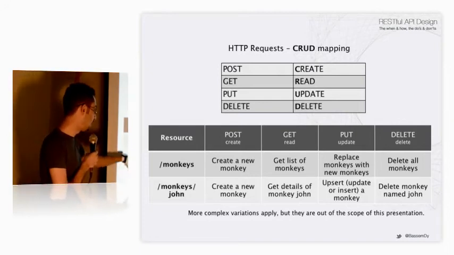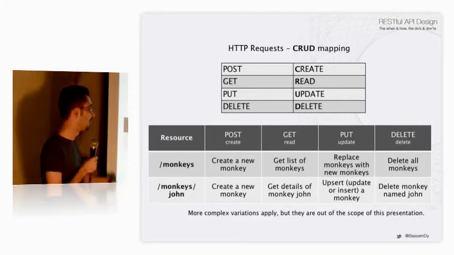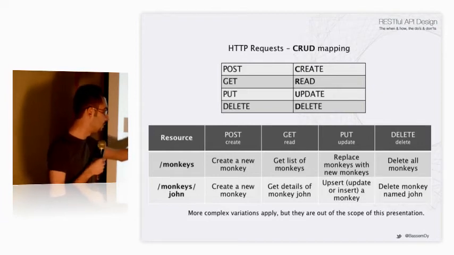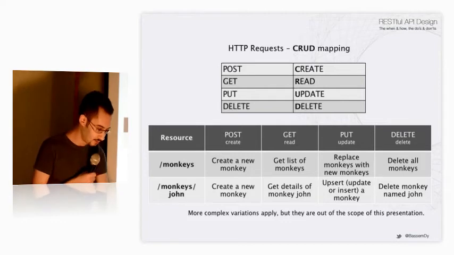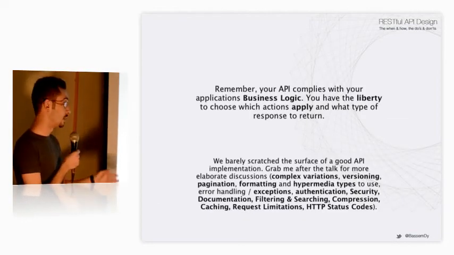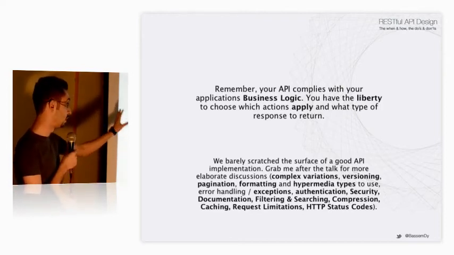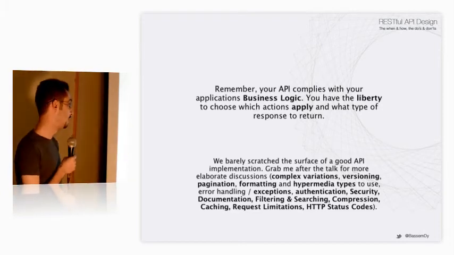Now, monkeys/John, here I'm specifying which monkey I want, so I can create a specific monkey called John, or get the details of my monkey. Upsert, basically insert or update the monkey called John, or delete that monkey. Now, remember, your API complies with your application's business logic. It's extremely important. As I mentioned previously, you have the liberty to choose which actions apply and what type of responses to return. You have full control over your API.